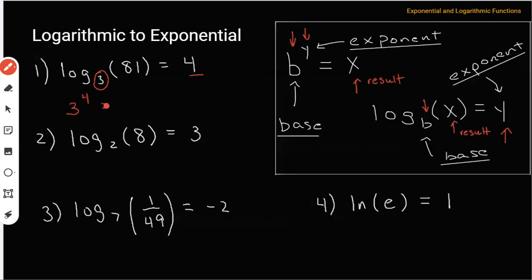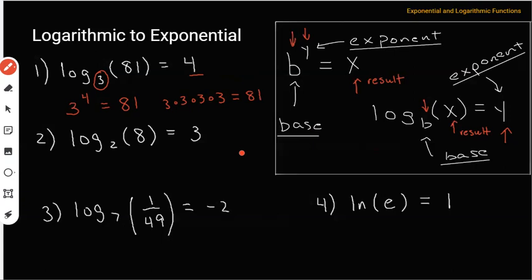And I get 3 to the 4th power is equal to 81. That's the result. That was the number inside of the parentheses. So 3 to the 4th power is equal to 81. And what that just means is if you have 4 3s being multiplied together, 3 times 3 times 3 times 3, you're still going to get 81. So that's 3 to the 4th power.